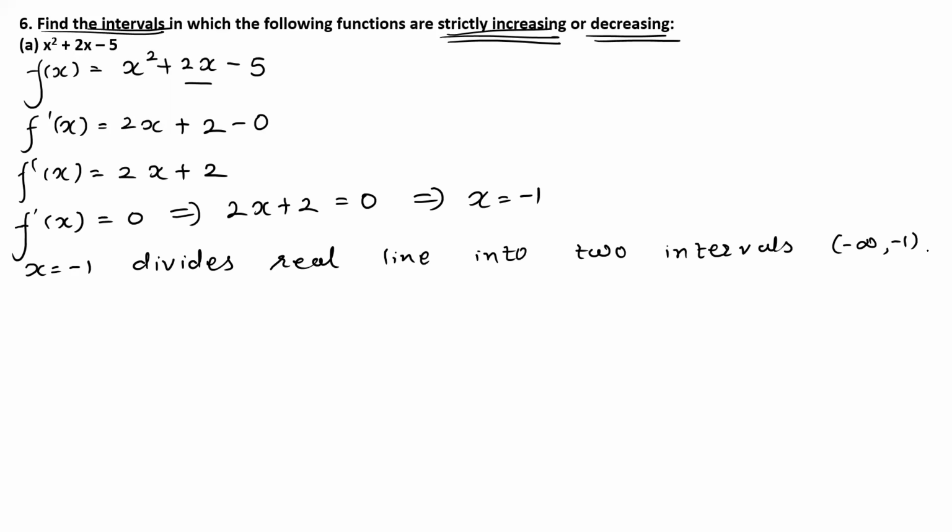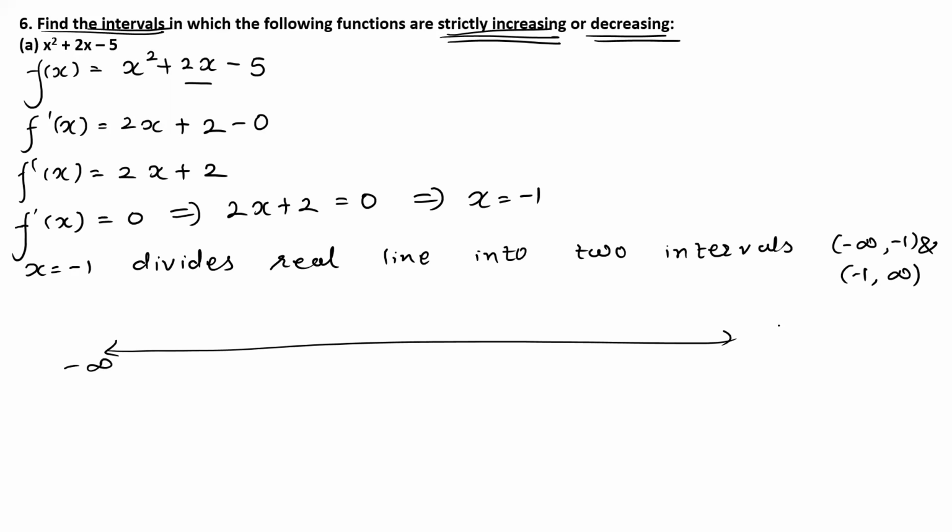Minus infinity to minus 1 and minus 1 to positive infinity. How? Because I know that this is a real line, minus infinity to plus infinity, but somewhere the function's slope becomes 0. At minus 1, the slope becomes 0. That means it is giving two intervals, minus infinity to minus 1 and minus 1 to infinity.